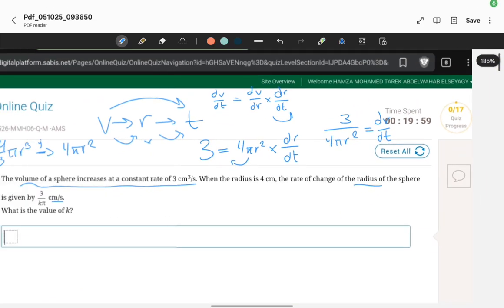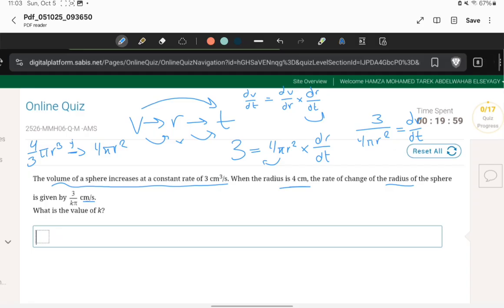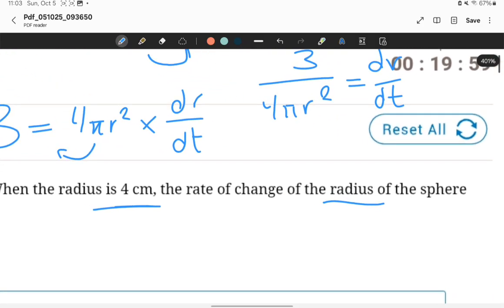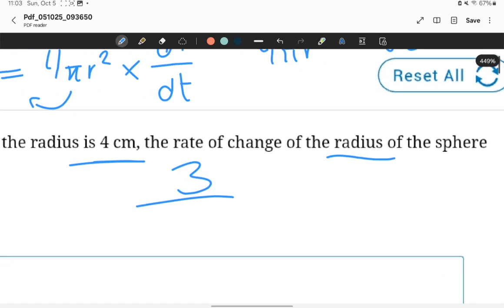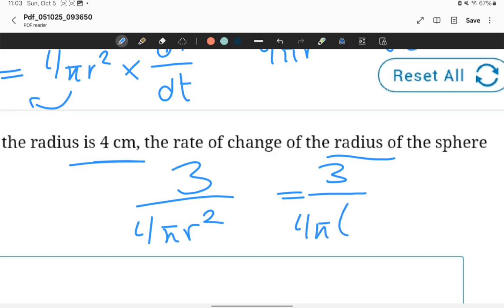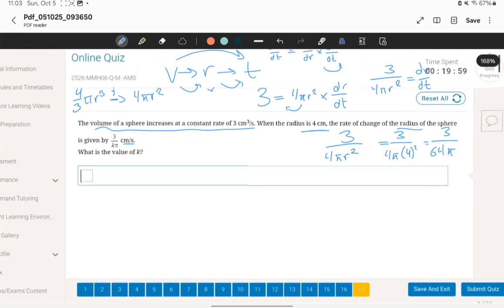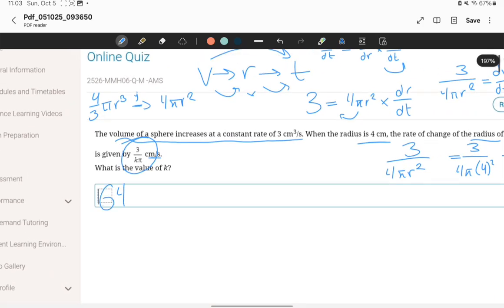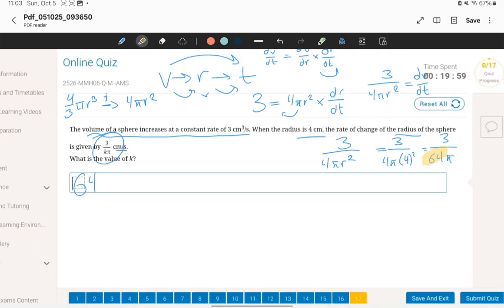And then they said when the radius is 4, we're going to substitute 4 into 4 pi r squared. This equals 3 over 4 pi times 4 squared, which equals 3 over 64 pi. So 2k pi is just 64, because this is the part that they want.